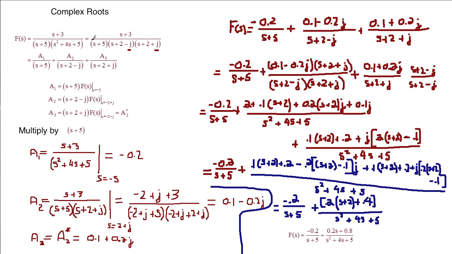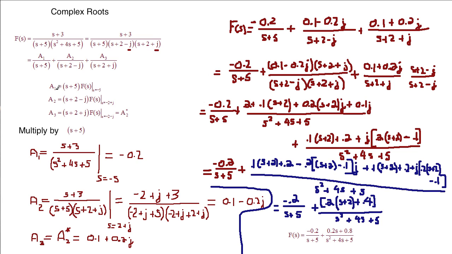We say, okay, we have this function right in here, and it has these three factors in the denominator. So we write it as A1 over s plus 5 for the s plus 5 factor, plus A2 over s plus 2 minus j for this factor, and then plus A3 over s plus 2 plus j right here. What we will find is that the A2 and A3 terms turn out to be complex conjugates of each other. Now, we proceed just like we have before for real roots.